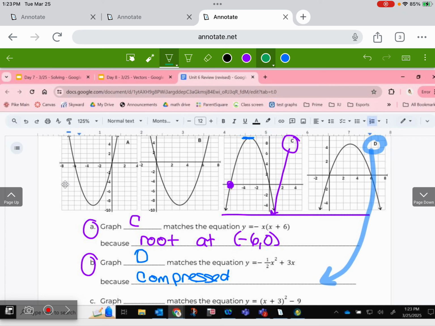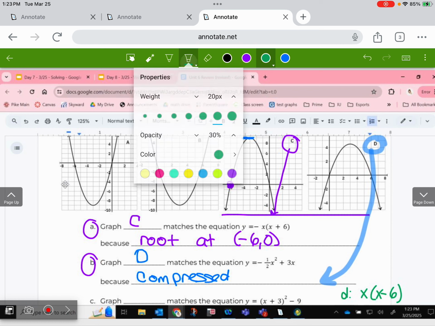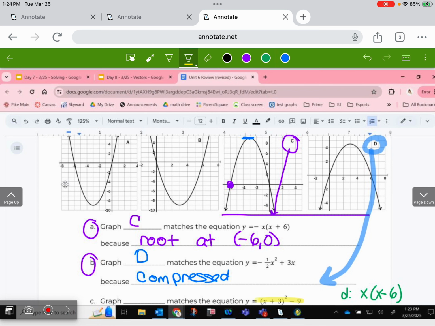I was going to say, we've got one that's in factored form, right? Because we've got equation D. I just don't have it up here on my screen, just because I didn't want us to have to zoom all the way. So D has the equation of x times x minus 6. And C is this one down here at the very, very bottom. That one's C right here.